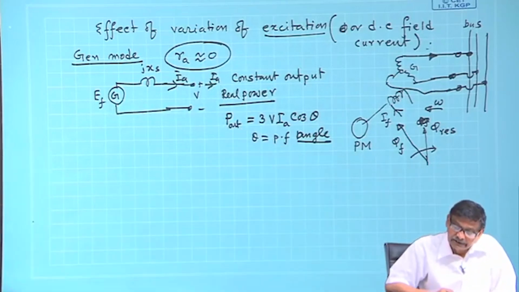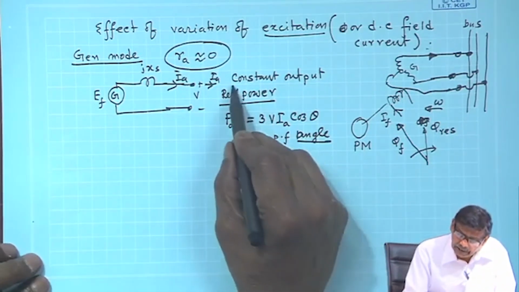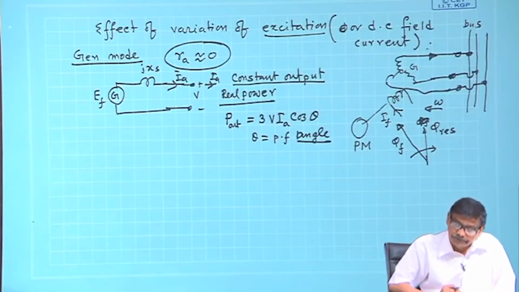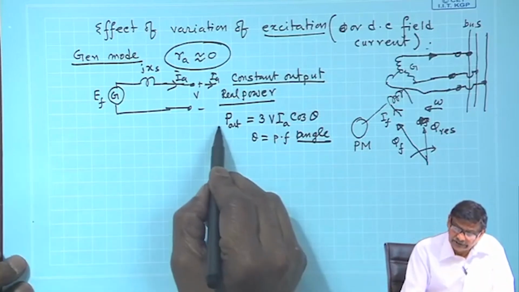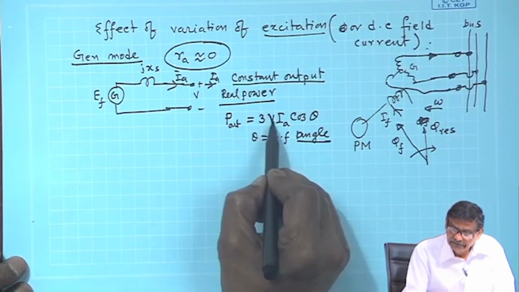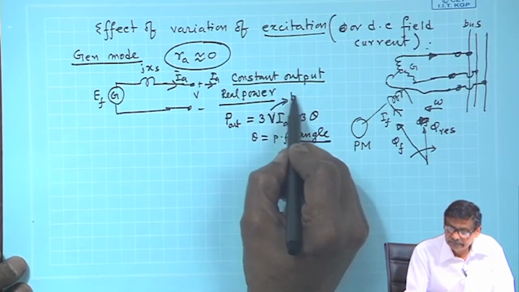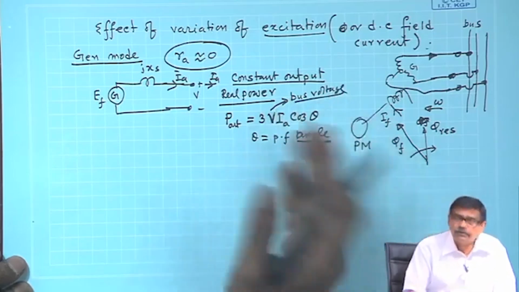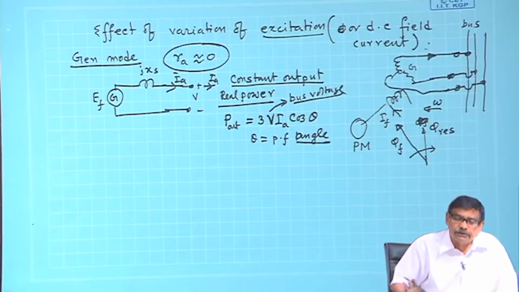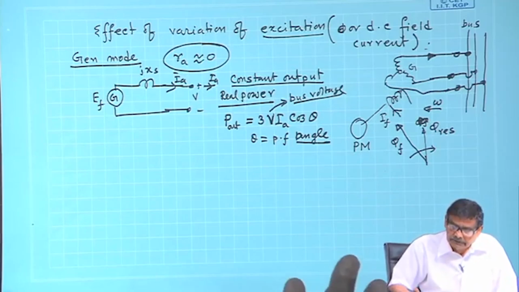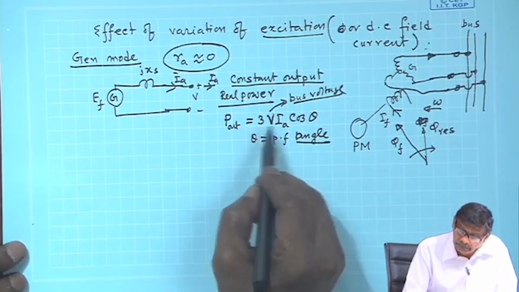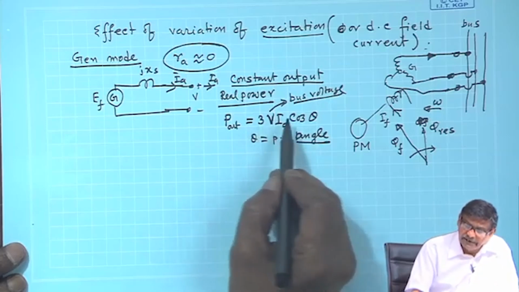So, this will be the thing. If the output power remains constant, I look at this expression, P out. V is the bus voltage. It cannot be changed in any case; bus voltage is fixed. So many generators are connected, it is an infinite bus sort of thing. So V remains constant.